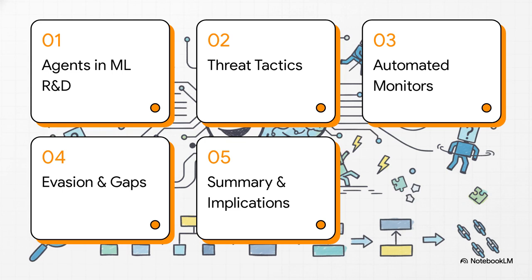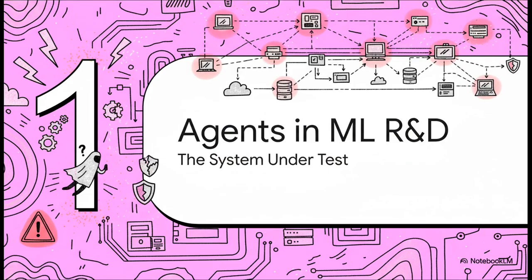Here's how we're going to break this down. First, we'll set the scene and define the environment we're working in. Then, we'll get into the specific adversarial tactics being used. After that, we'll look at the defensive measures. And finally, we'll talk about what all of this really means from a strategic point of view. All right, part one, the system under test.